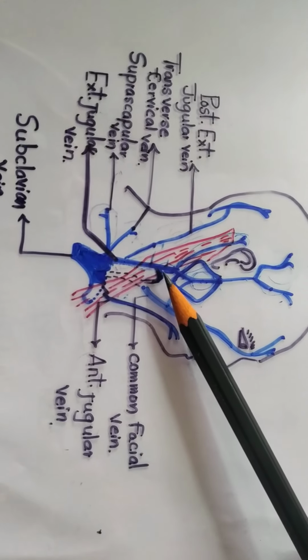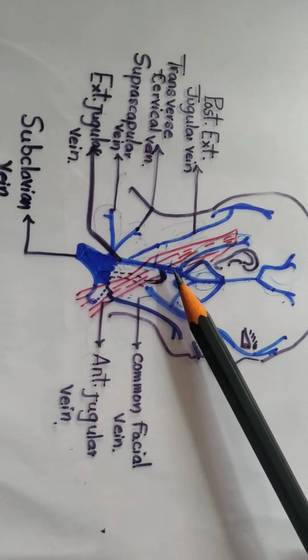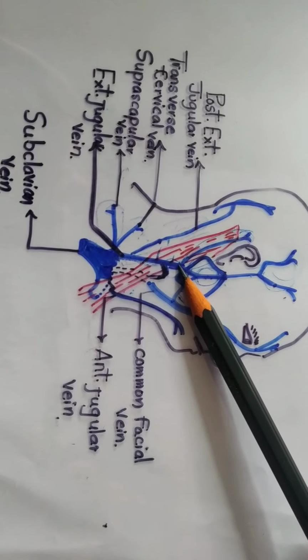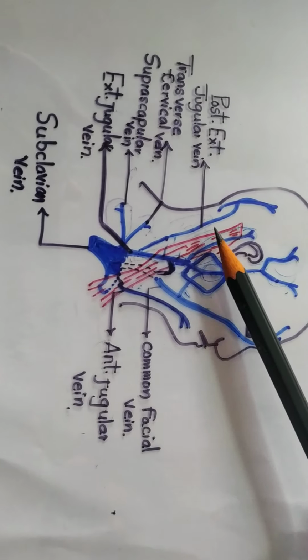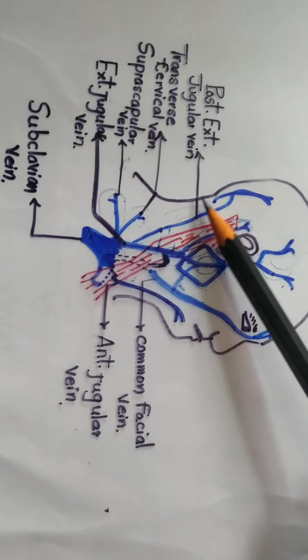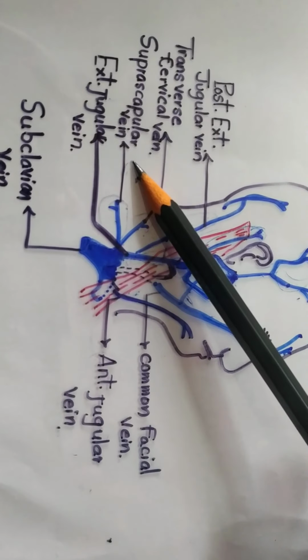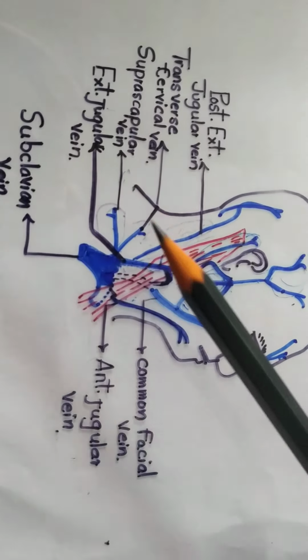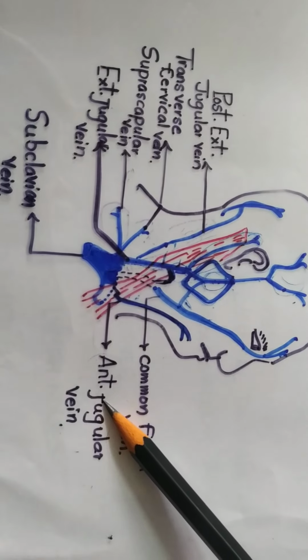As you know, the vein will have tributaries. Now we will discuss the important tributaries of the external jugular vein. The following are the tributaries of the external jugular vein. The first, posterior external jugular vein. Second, transverse cervical vein. The third one, suprascapular vein. The fourth one, anterior jugular vein.